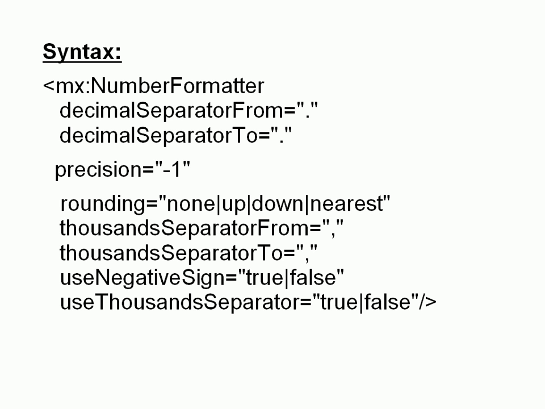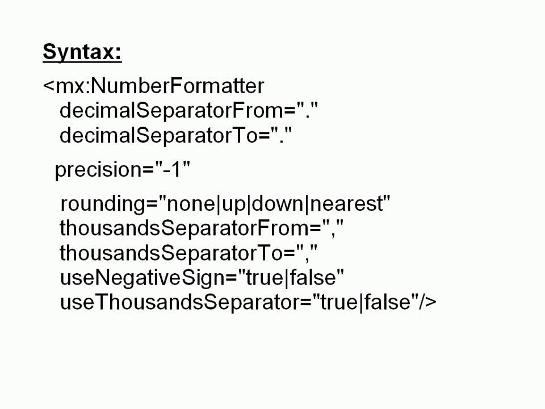thousandsSeparatorFrom is used as a character in the input string, and thousandsSeparatorTo is a character used in the output string. useNegativeSign, we can give as true or false. useThousandsSeparator is true or false. If we give true, it splits the numbers into thousands increments by using the separator character. Now we see the example for this.